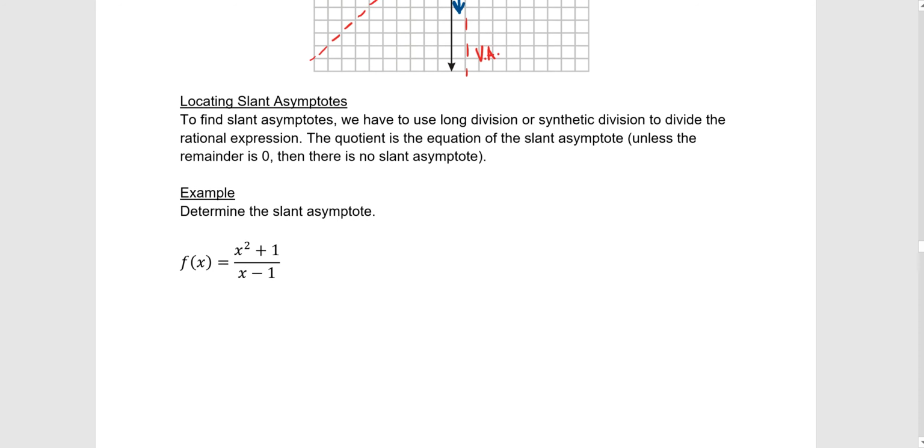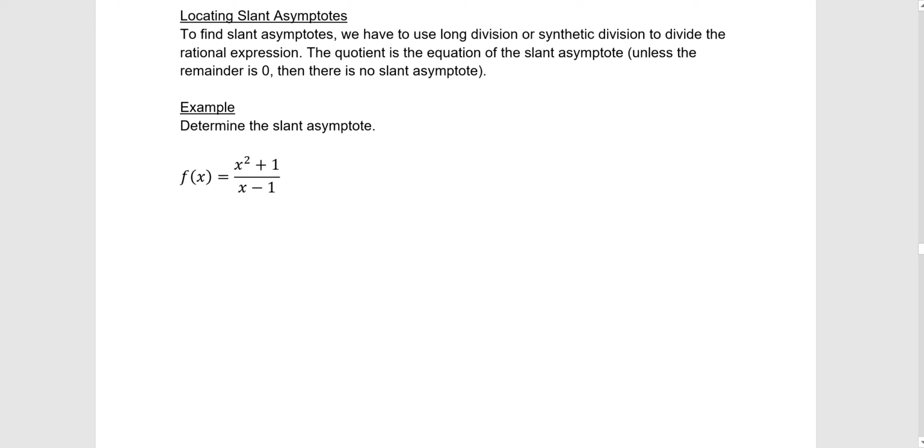Okay, so to find these slant asymptotes, what we're going to have to do is use long division or synthetic division to divide the rational expression. And the slant asymptote, when we're finished dividing, is going to be the quotient. So the quotient, or the answer essentially, is going to be the equation of the slant asymptote. The only thing we have to look out for here is if the remainder is equal to 0, then there is no slant asymptote. If the remainder is 0, the function itself is what the slant asymptote would be.